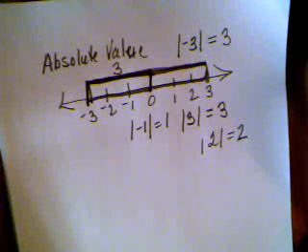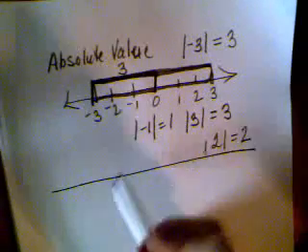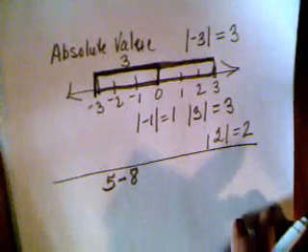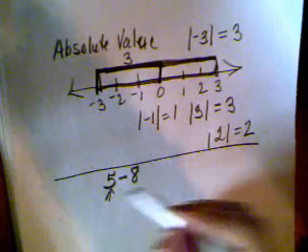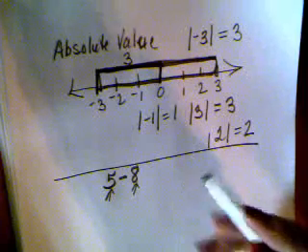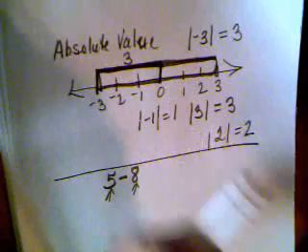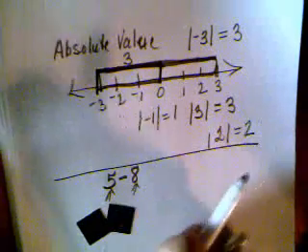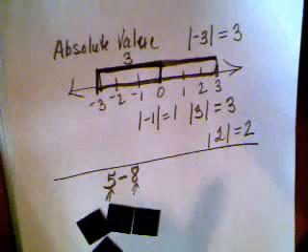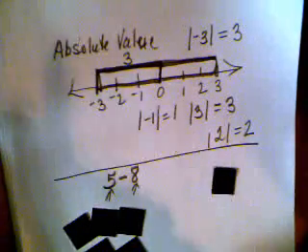Now with subtraction, let's say that we have 5 minus 8. This 5 is positive, and so is the 8. So I'm going to have 5 black, and I'm going to have 8 black.